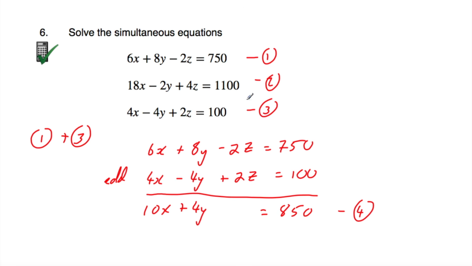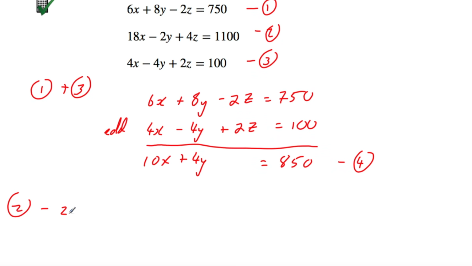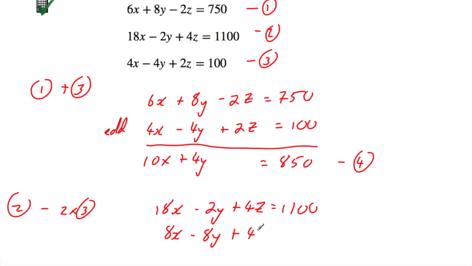Okay, now let's find another equation where we've eliminated the z's. And I'm looking at equation 2 and equation 3. If I double equation 3, I'm going to get 4z, and then I can take them away. So let's double equation 3, and then take that away from equation 2. So let's write equation 2 to begin with, which is 18x minus 2y plus 4z equals 1100. So that's equation 2. And let's just double equation 3 to begin with. So that'll be 8x minus 8y plus 4z equals 200. So that's doubling equation 3.